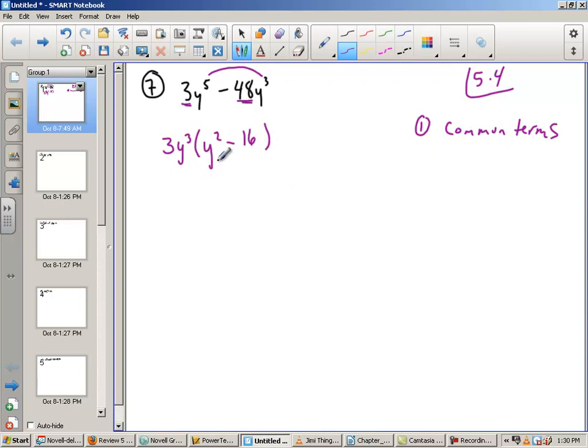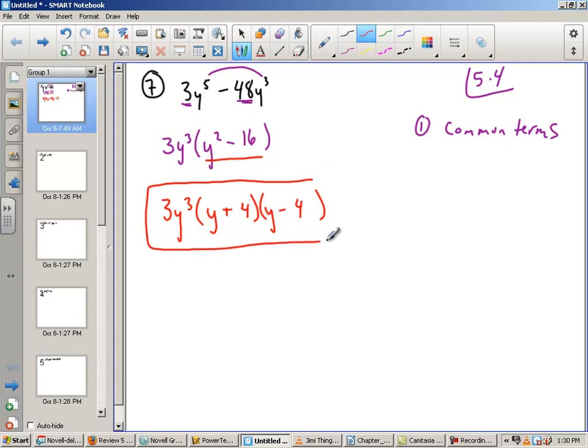This is good, but I also want to check inside this parenthesis and always ask the question, does this factor? Well, both of them are perfect squares, y squared and 16, and I have that subtraction. So 3y to the third, I would have y and y. This says the signs will be plus and minus. Square root of 16 is 4 and 4. Now, I'm done.